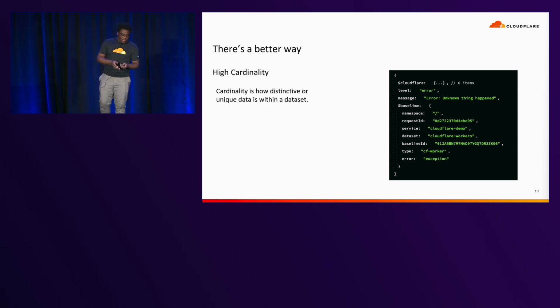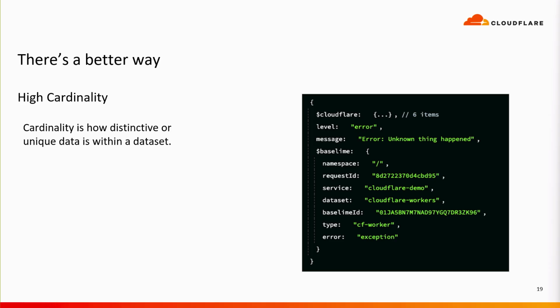So here's an illustration. In this example, service is a low cardinality field, right? You can only have, if you're in a big corporation, 5,000, 6,000 services, but you will always have a different request ID for every single call that gets into your systems.